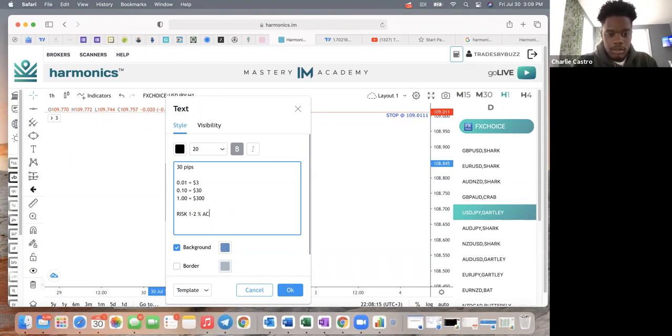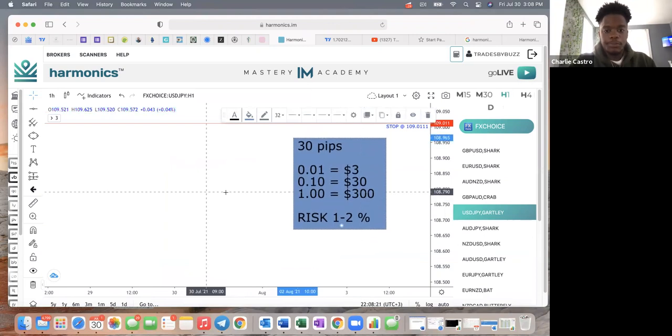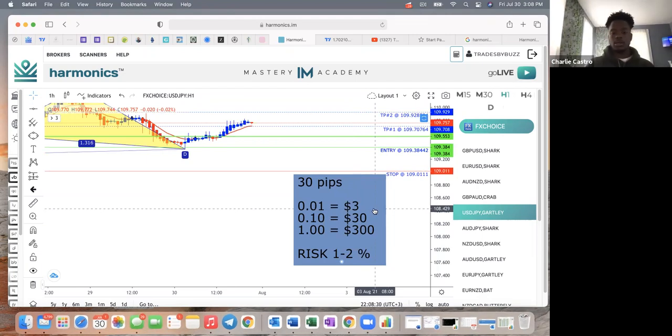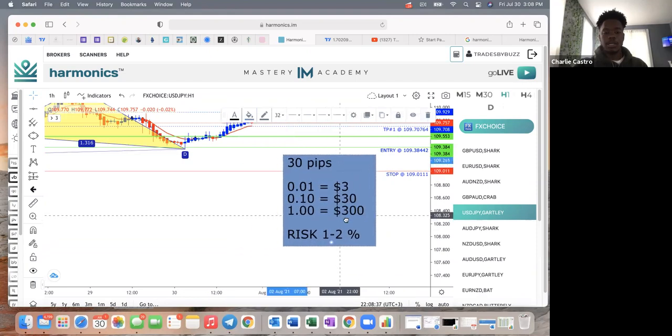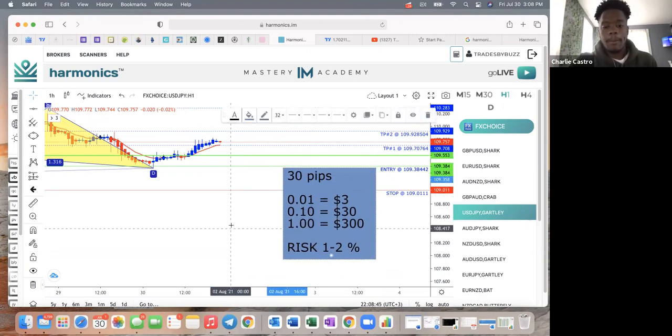I'm going to keep this short and sweet. You want to risk 1 to 2%. So if you have $100, 1% of $100 is $1, and a good lot size would be around 0.10. That is something you want to keep in mind. The same way we make $300, the same way we make $3, it all depends on what your lot size is.